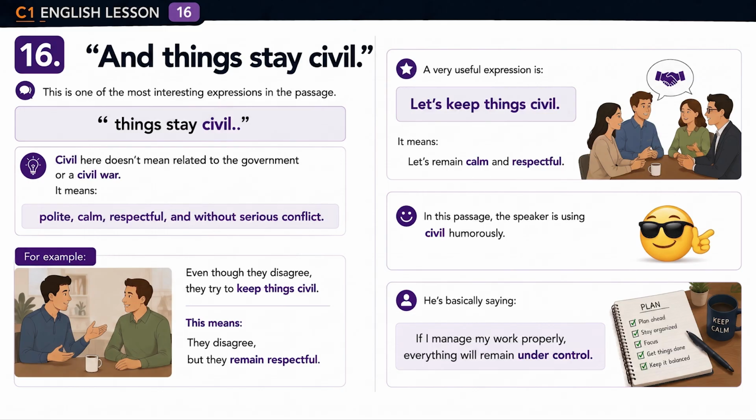Let's keep things civil. Here we have it. It means let's remain calm and respectful. Use respectful words or polite words. In this passage, the speaker is using civil humorously. He's basically saying, if I manage my work properly, everything will remain under control.